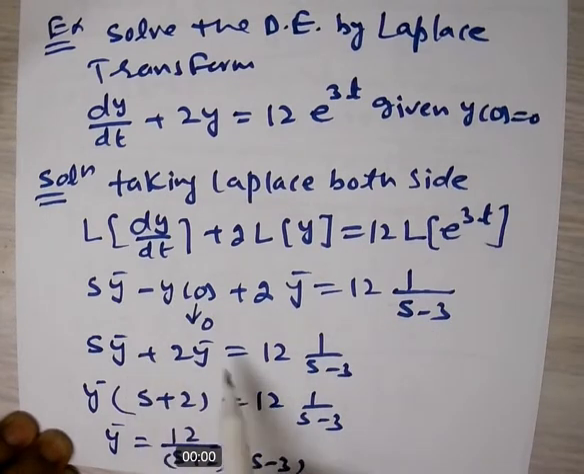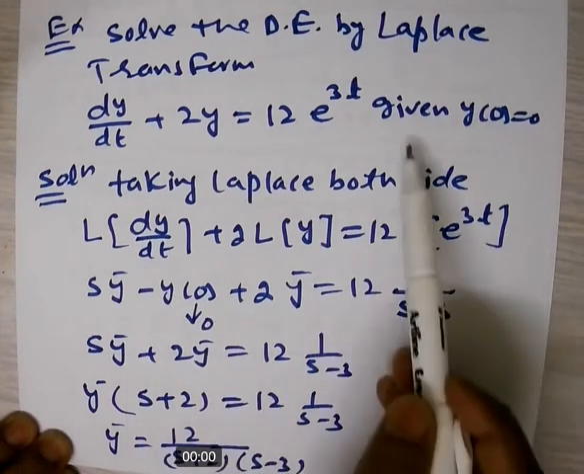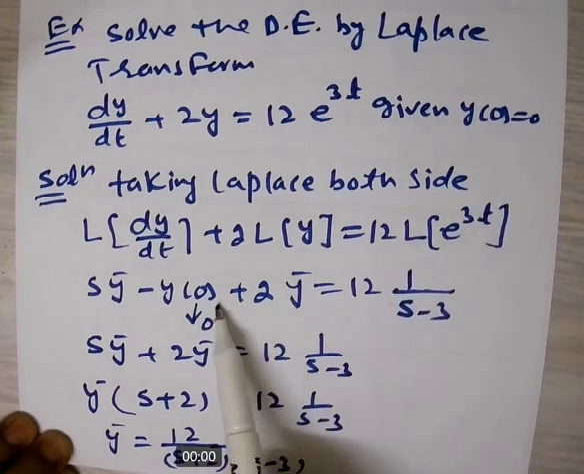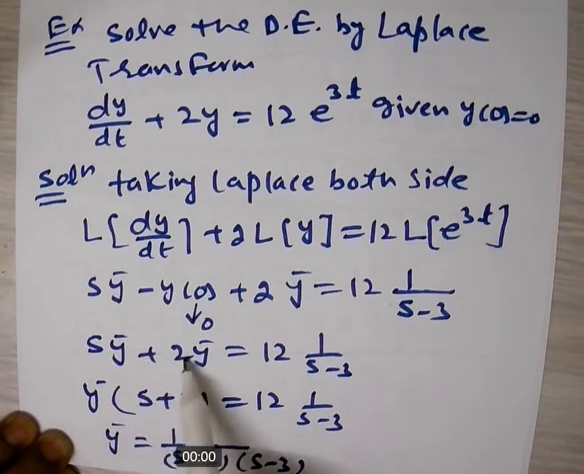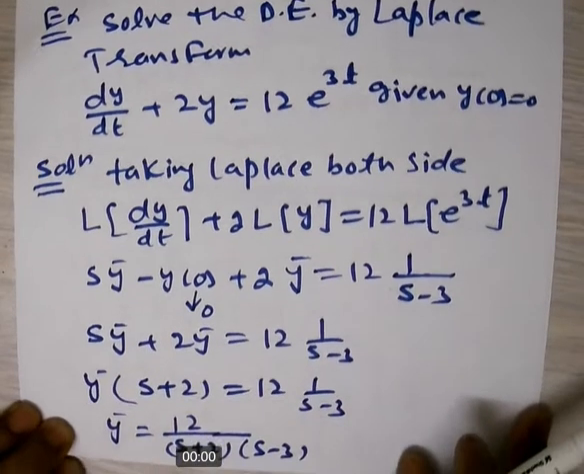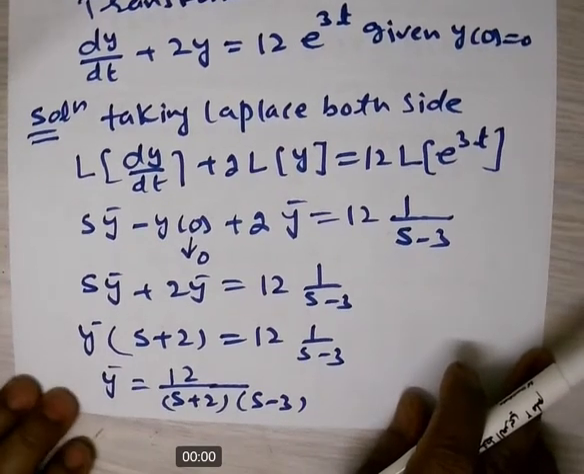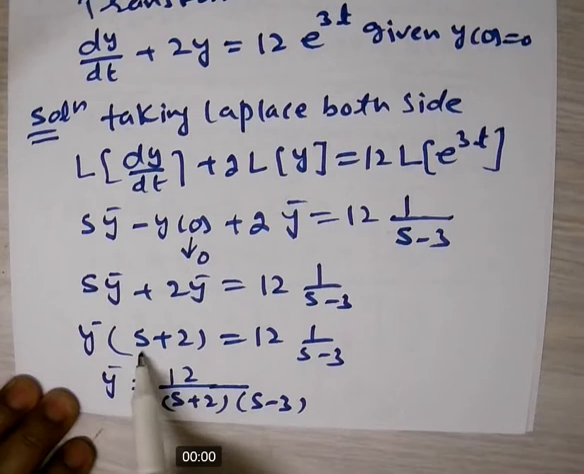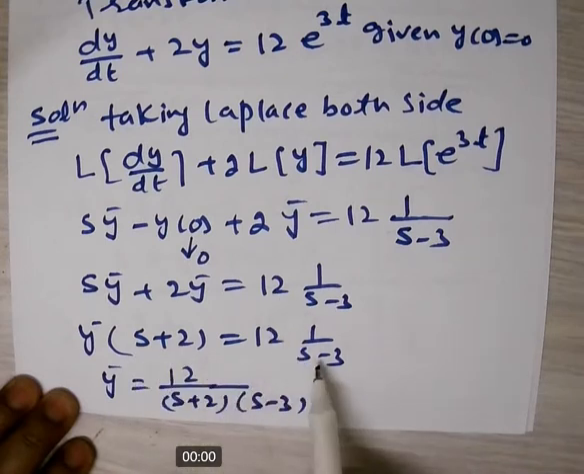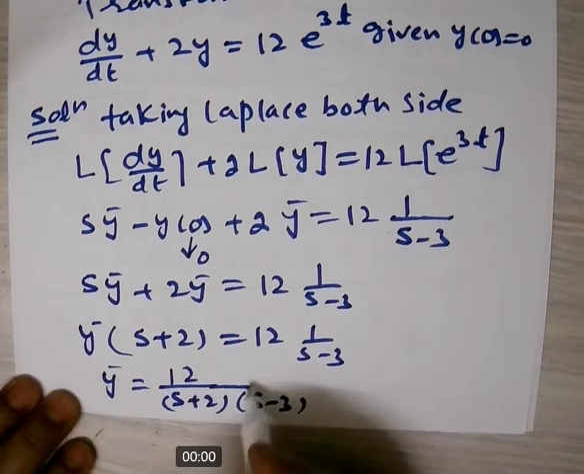Now use the given condition, y0 is equal to 0, so this becomes 0. What is the remaining part? s y bar plus 2y bar equal to 12 divided by s minus 3. Just take y bar outside: y bar times s plus 2 equal to 12 divided by s minus 3, or y bar is equal to 12 divided by (s plus 2)(s minus 3).